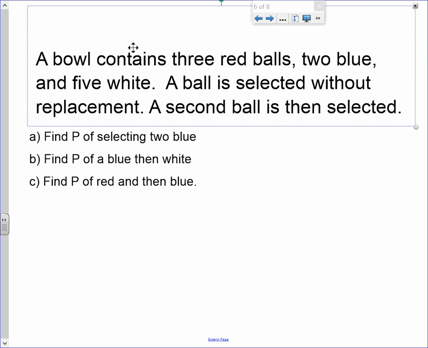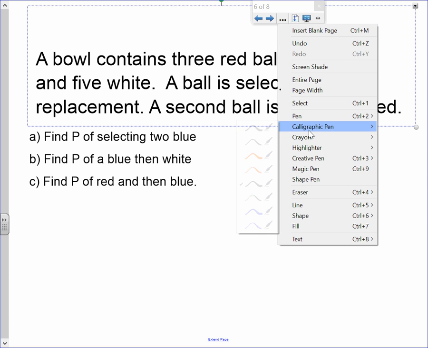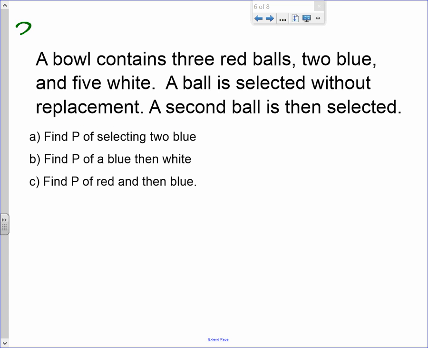This is number 2 on our warm-up, our last one. Go ahead and write this one down. Our last example for the day. This is number 2. This one's got an A, B, and C. A bowl contains 3 red balls, 2 blue, and 5 white. A ball is selected without replacement now. Notice that: without replacement. Think of the one we just did where we replaced the card that we first got, right, Moreno? A second ball is then selected.